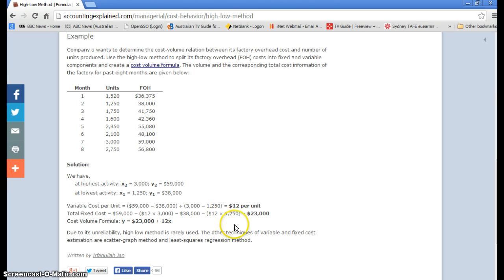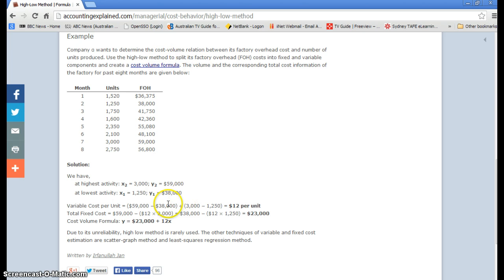Make sense? And there are two parts to that. As I told you before, because this relationship is semi-variable, there could be a variable cost per unit and a fixed cost. How do you find that out? And this is done by what is called the high-low method.